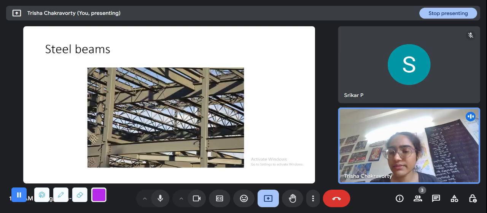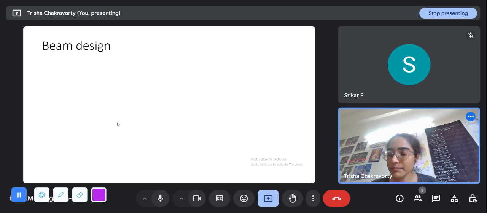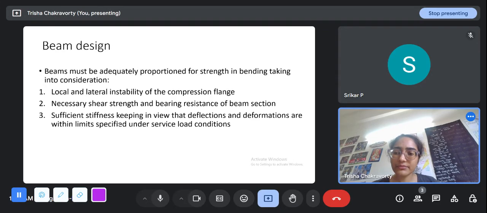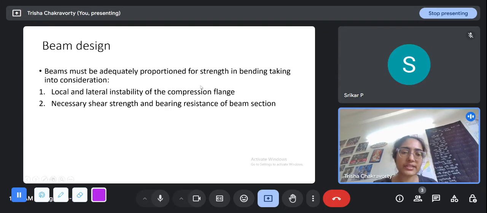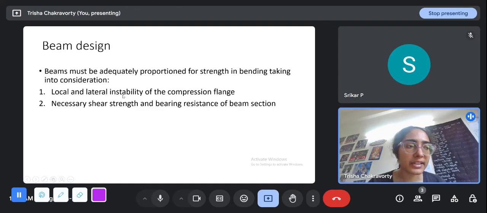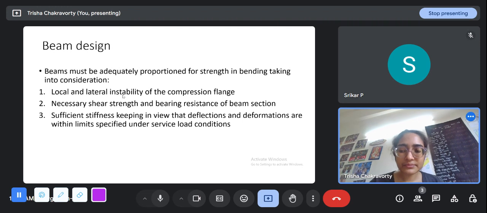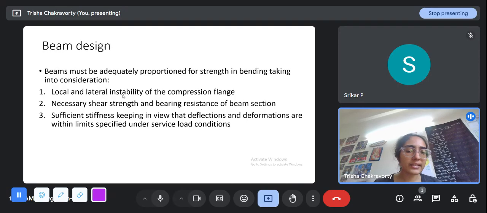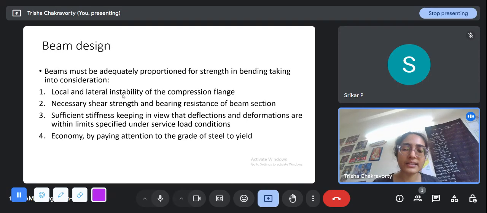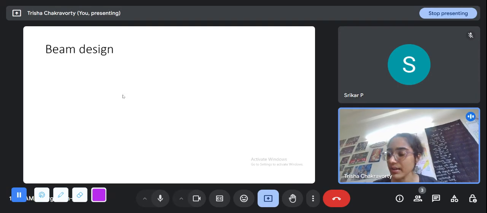Steel beams. The last two weeks, what we have seen. This is a steel beam. Beam design: we have to design for bending, shear, and bearing, and for local and lateral instability of the compression flange. This instability has to do with buckling, and that's why it is relevant in the compression flange, not in the tension flange. Then sufficient stiffness has to be there, so as to keep the deflections in check. That is a serviceability criterion, and then the economy also has to be taken into account.